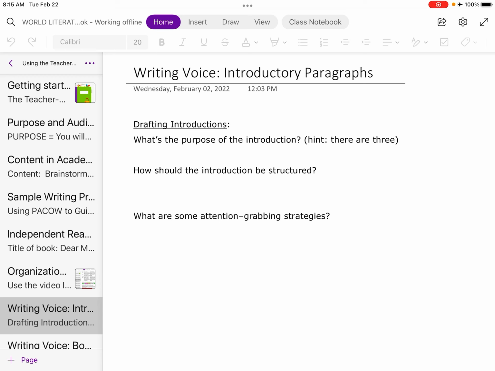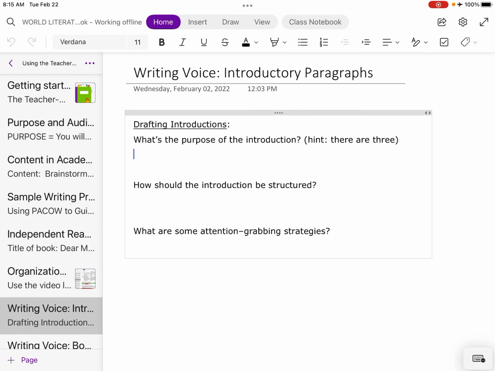When I think about introductory paragraphs, I want to think about what the main purposes are for this. There are three. The first of which is, one, I want to get my audience to have an understanding of what I'm talking about, if I need to give them context or set up the topic that I'm going to be writing about.